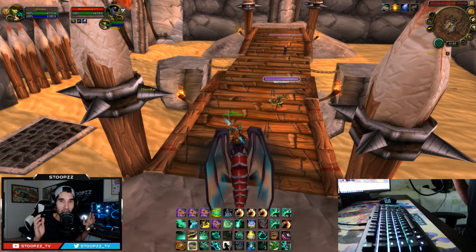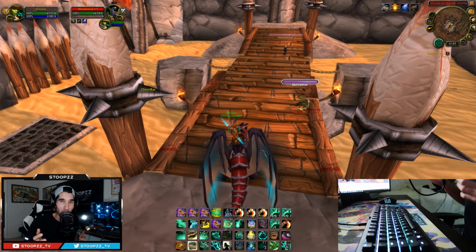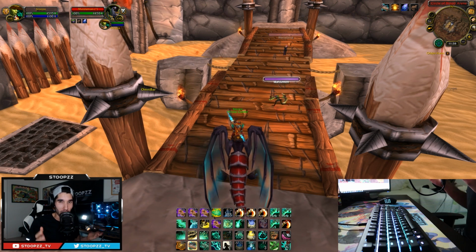Now, for the sake of this video, I'm going to have a secondary camera here so you guys can kind of see my keyboard, my mouse, and hopefully it'll give you a better idea of how I move and how important it really is to use movement when it comes to World of Warcraft.